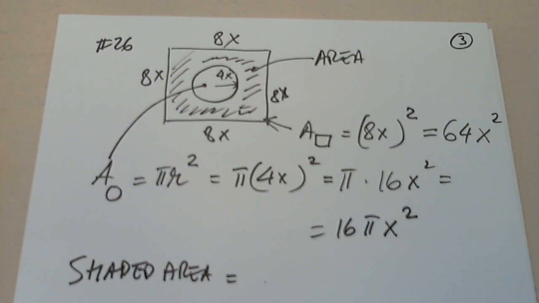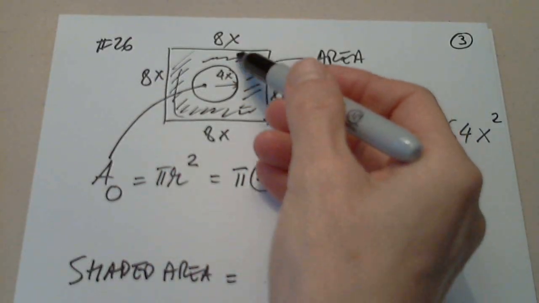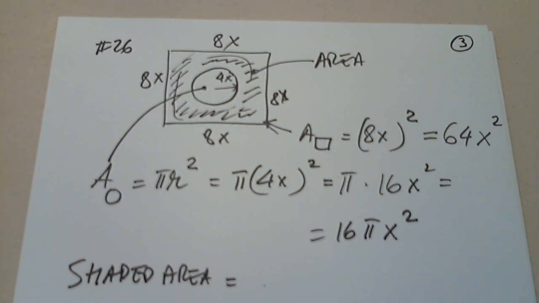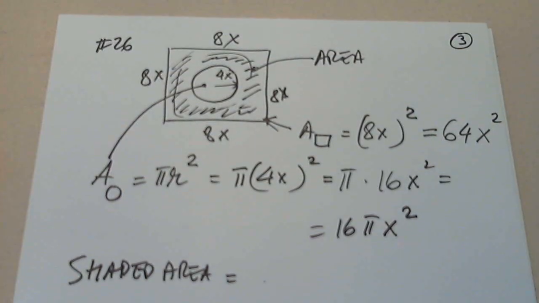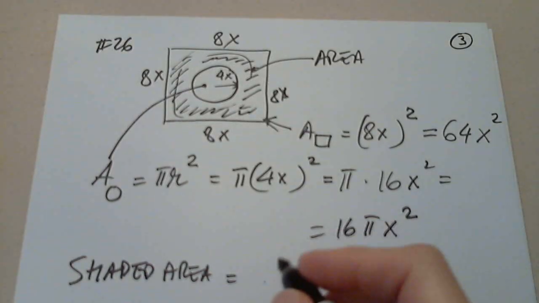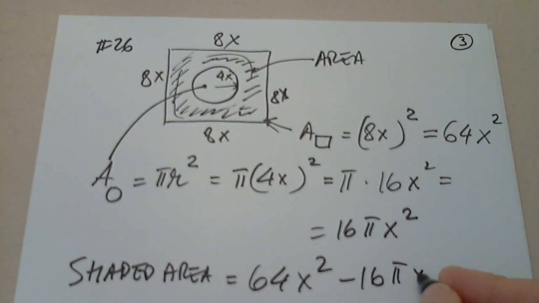What should I write for the shaded area, please? How will we determine the shaded area, which is this? We have the total, and we have the element inside, but we only want to determine the shaded area. So what should we do? 64x squared minus 16 pi x squared. Very good. From the total area, we subtract the area of the circle. Perfect. So 64x squared minus 16 pi x squared.